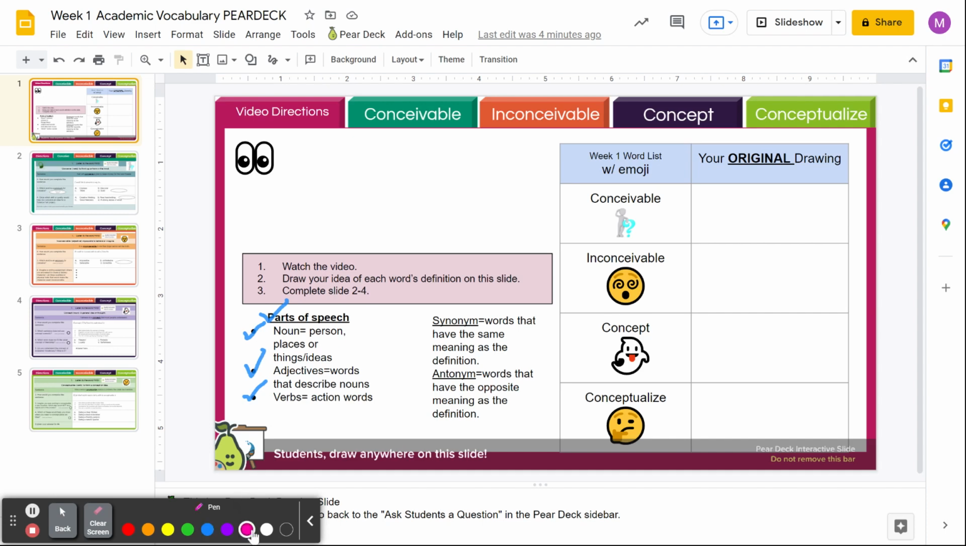Another concept that you'll see is a synonym or an antonym. A synonym is a word that has the same meaning as the definition. An antonym is a word that has the opposite meaning of the definition. As we go through each slide, these will begin to make more sense. So let's go ahead and do that.